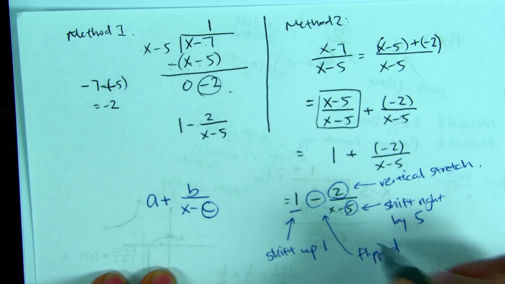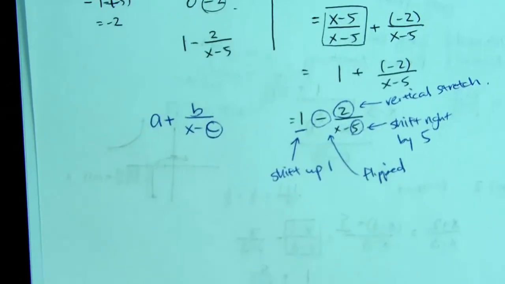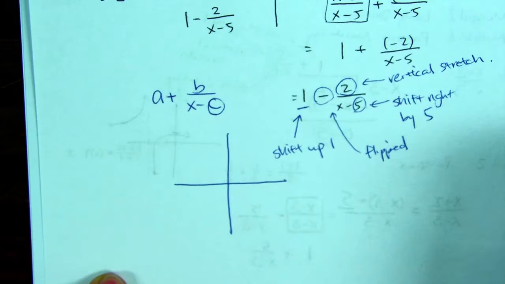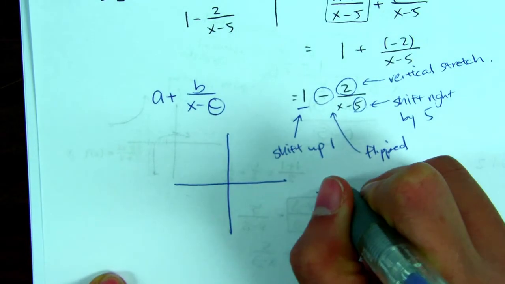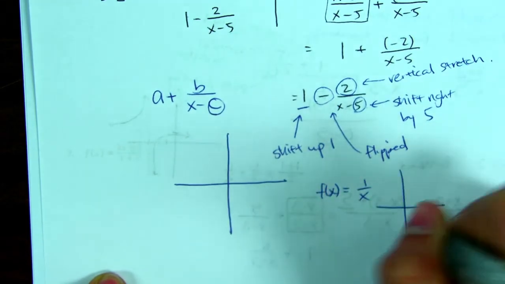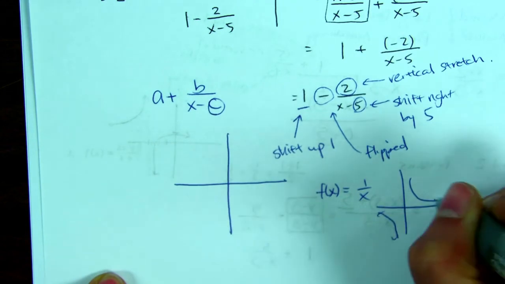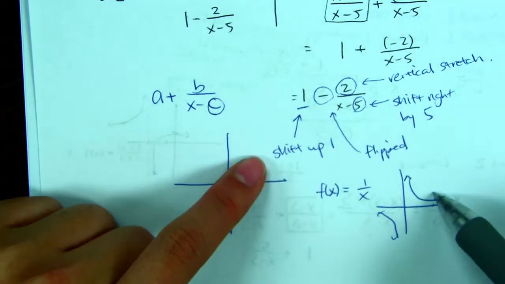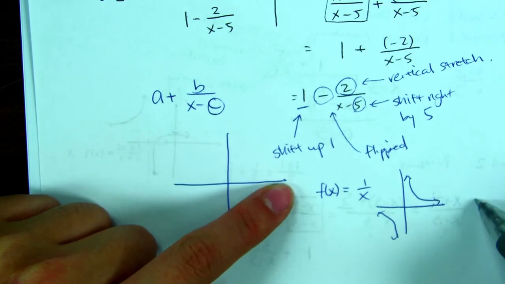Okay, let's go ahead and take a look at the graphing portion. So here's my graph. Don't forget the general form: f of x is equal to 1 over x. That looks like this. So this is the graph we're trying to transform. We need to take this graph, move it up by 1, move it to the right by 5, stretch it, and also flip it.